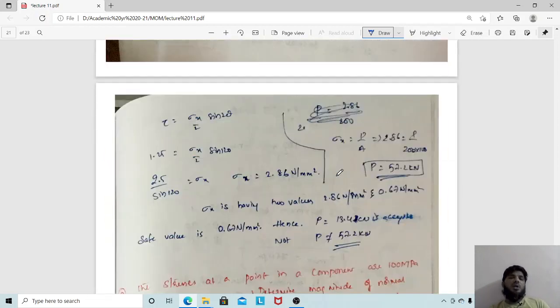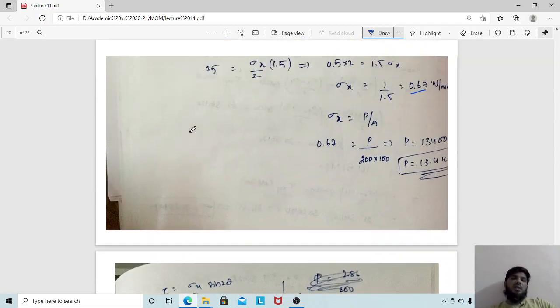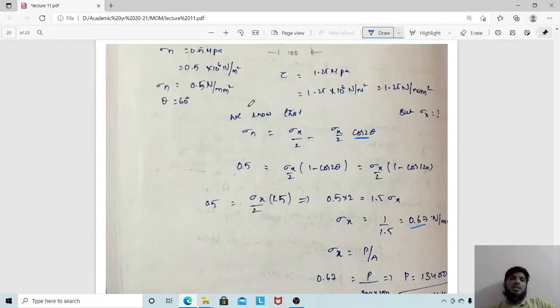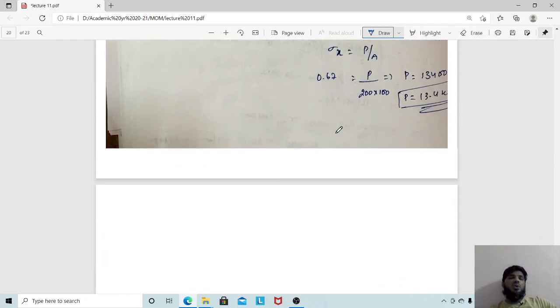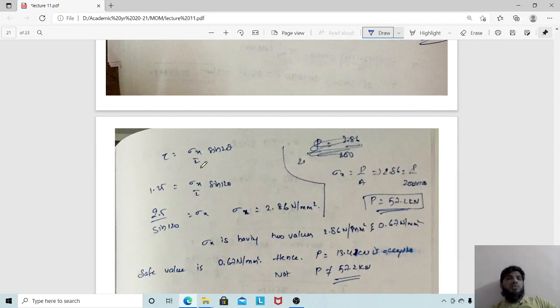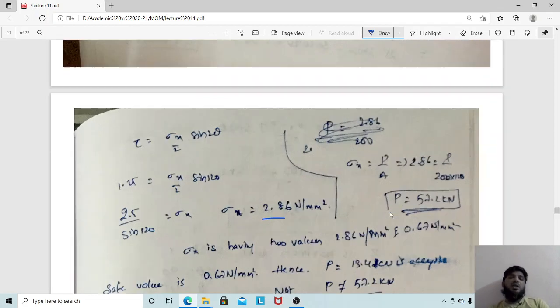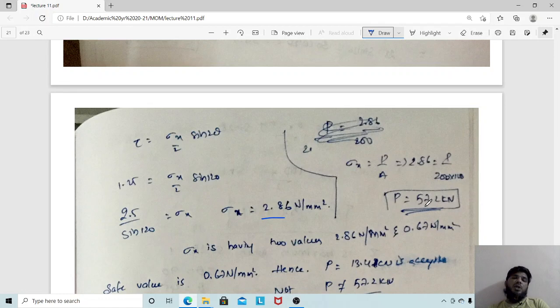So again by using tau value, what is the formula? Tau is equal to sigma x by 2 sin 2 theta. You have to memorize those formulas. So tau is given as 1.25, sigma x by 2 sin 2 theta, that is sin 120. Once you write this, you will get the value of sigma x as 2.86. With that you are going to get the P value as 57.2 kilonewton.